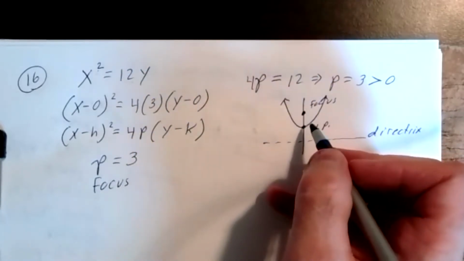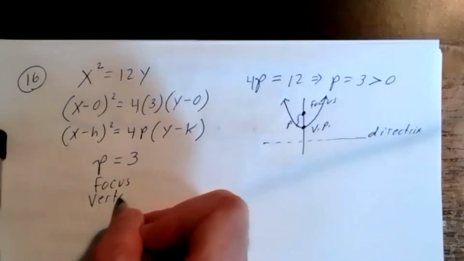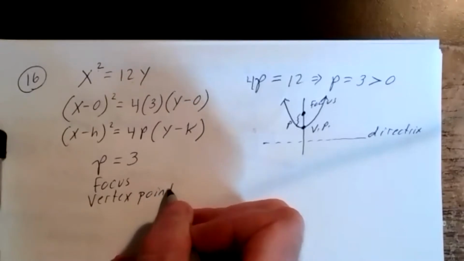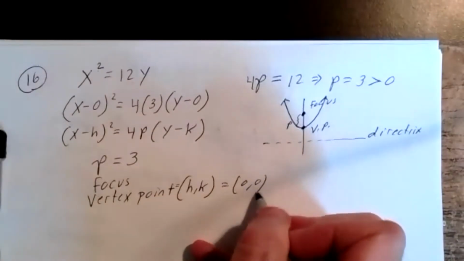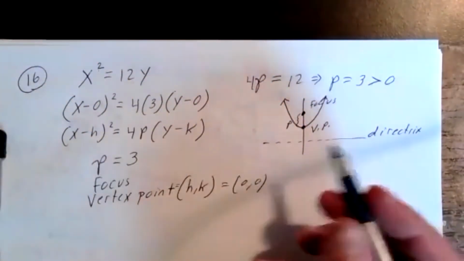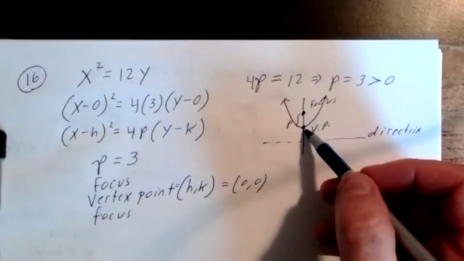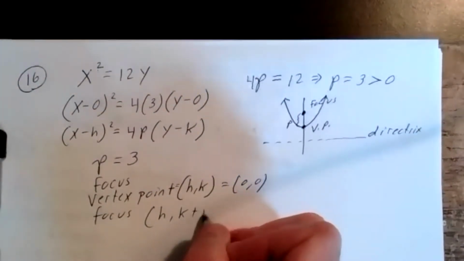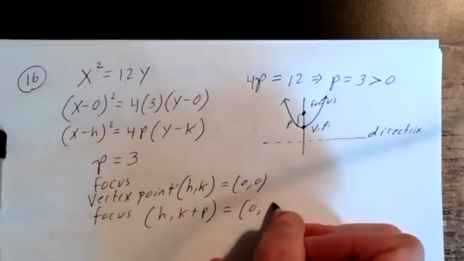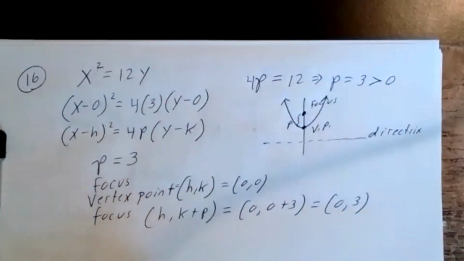So we know the distance between the vertex and the focus is going to be p. What is my vertex point? It's (h, k), so it would be the origin, (0, 0). In order to move from the vertex point to the focus, the y coordinate has to increase by p. So the focus is going to be (h, k + p), which gives us (0, 0 + 3). Therefore (0, 3) would be the focus of this parabola. That's the focal point.